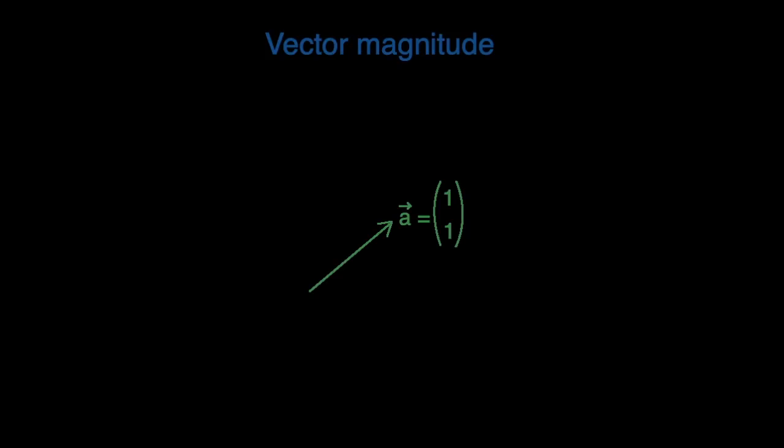Vector magnitude. Given a vector, we can easily find its magnitude. For simplicity, let us start with a vector in 2D. So, suppose we have the vector A equal to (1, 1). Then, finding its magnitude is pretty simple.